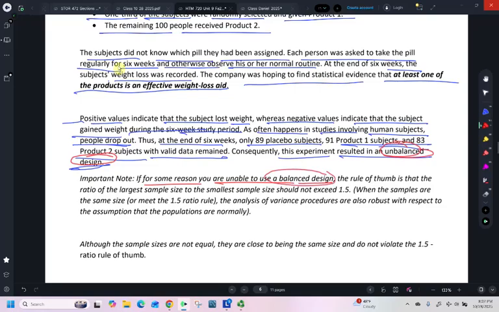Well, if for some reason you're unable to find enough data to use a balanced design and you end up with an unbalanced design, the rule of thumb is that as long as the ratio of the largest sample to that of the smallest sample does not exceed 1.5, then the analysis of variance procedures still come out with results that are still very, very valid. In other words, the output is robust with respect to the assumption that the populations are normally distributed.